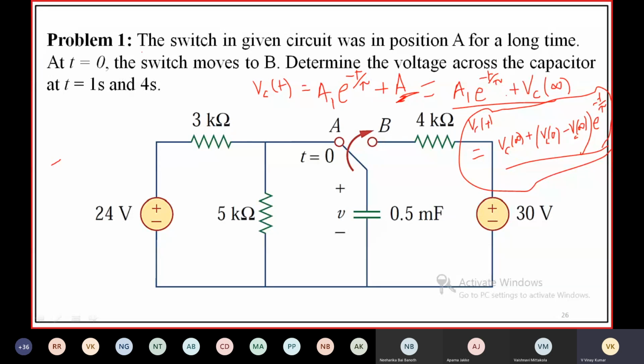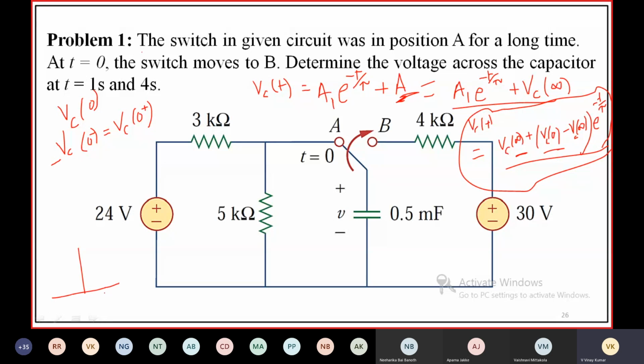You can use any one of these two expressions. But we have to find the initial value as well as the final value. Initial value means Vc of 0. Vc of 0 minus is equal to Vc of 0 plus, because voltage across a capacitor cannot change instantaneously.